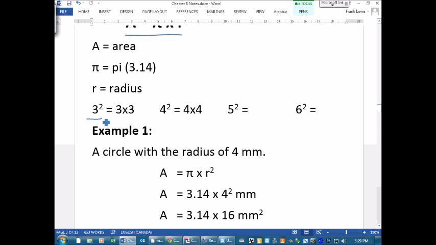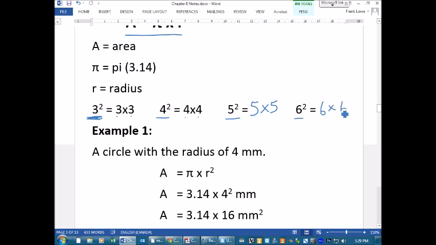When you see 3 squared, that does not mean 3 times 2. It means that the 3 is going to be multiplied by itself twice. So there's going to be 2 of them. So it's 3 times 3. If it was 4 squared, it'd be 4 times 4. If it was 5 squared, it would be what? That's right, 5 times 5. If it was 6 squared, it would be 6 times 6.